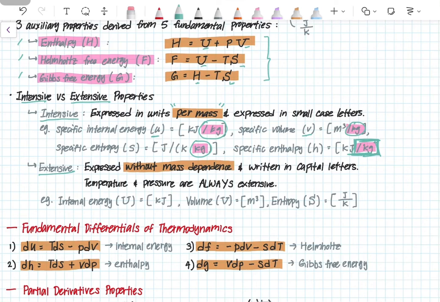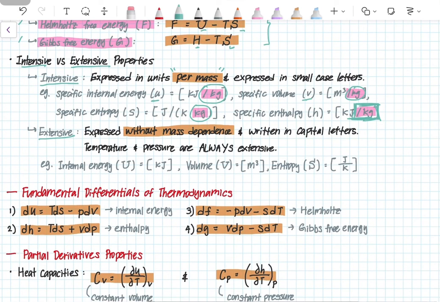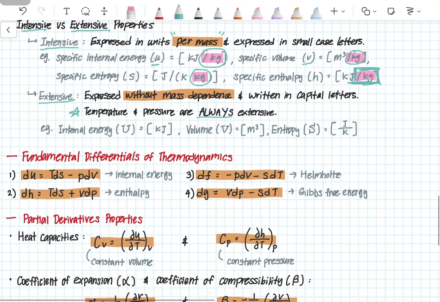Extensive properties are expressed without mass dependence and are written in capital letters. And also, a side note, temperature and pressure are always extensive because they have to be measured and they're not ever related to how much mass you have in your system. Internal energy, big U, just kilojoules. Volume, just m to the power of 3, which is your meter cubed. Entropy, which is joules per Kelvin.